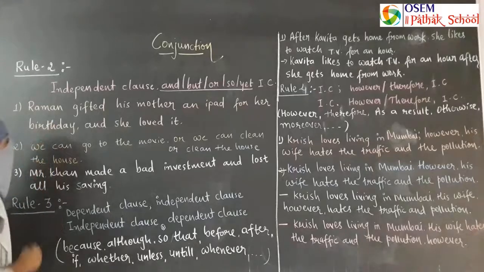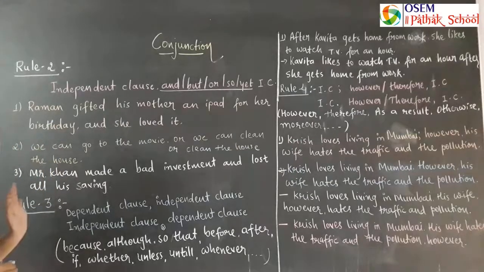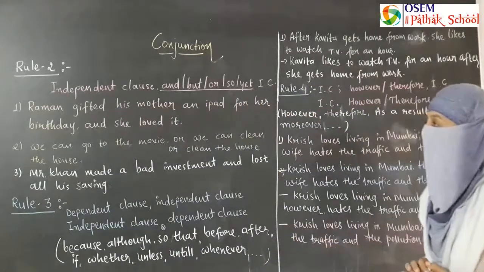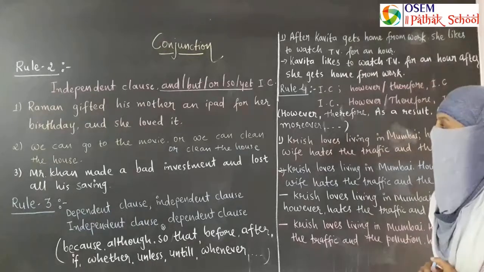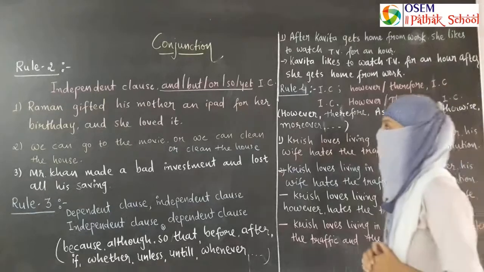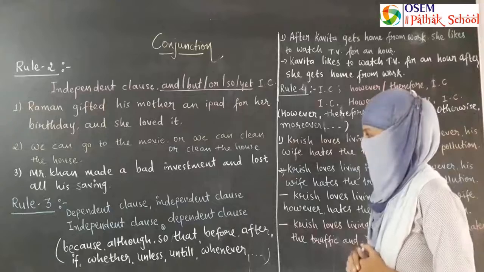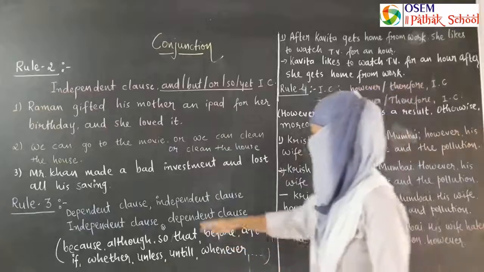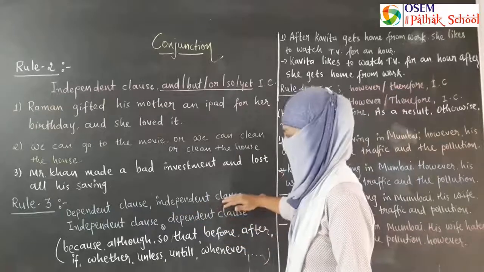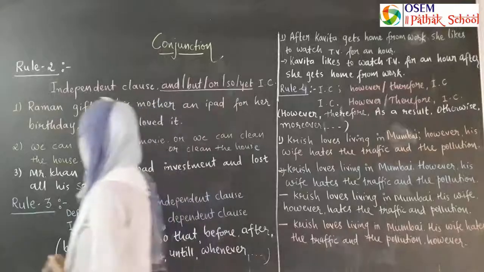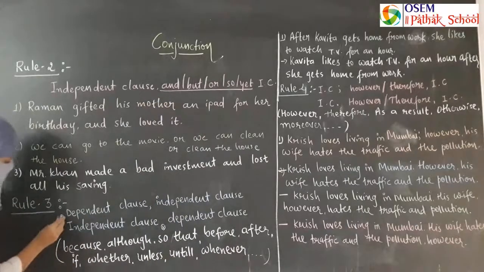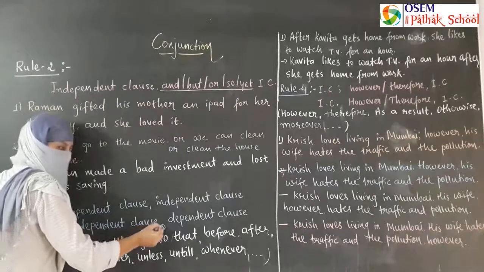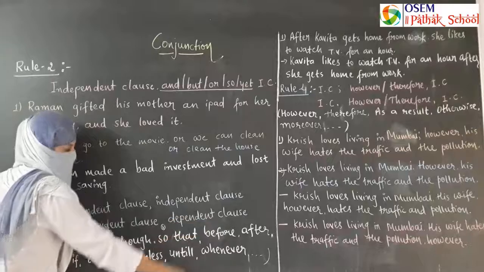The rule number 2 is whenever you connect two independent clauses, at that time put a comma before the conjunction. Third rule is dependent clause, comma, then independent clause. Or we can say that if you write the independent clause first, at that time no need to put a comma, and then the dependent clause.